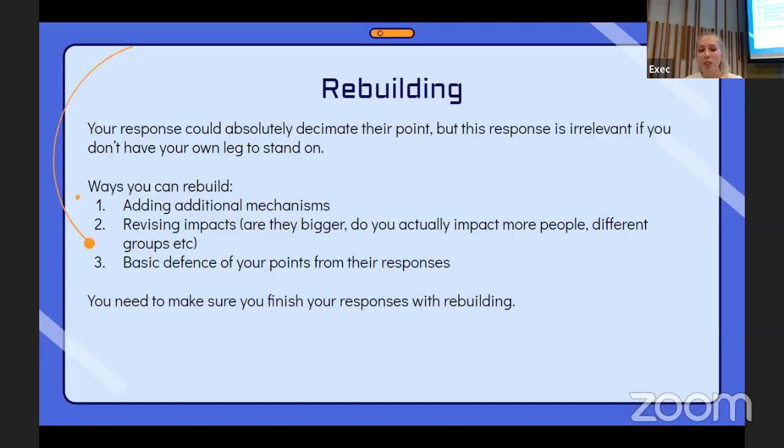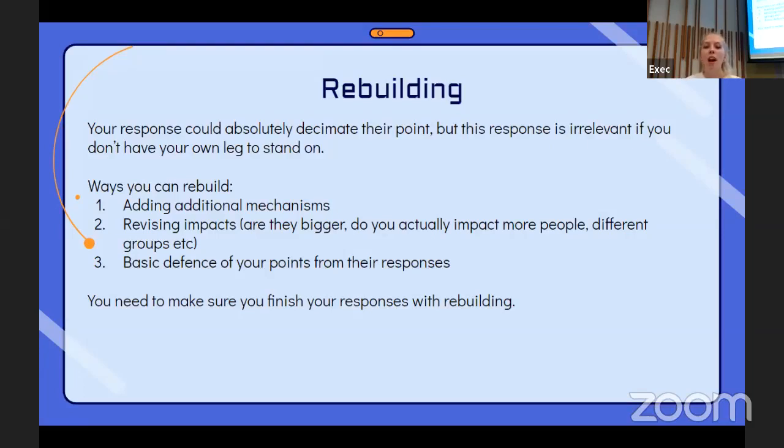So some ways that you can rebuild later in the debate. The first two are probably going to be more for second speakers. So this is in 3v3 debating, obviously. Ways that you can rebuild are firstly by adding additional mechanisms. So say at second, you were tracking your first speaker's speech and they missed a few mechanisms that you talked about in prep. You'd want to add those back in and prove why this makes your case stronger.